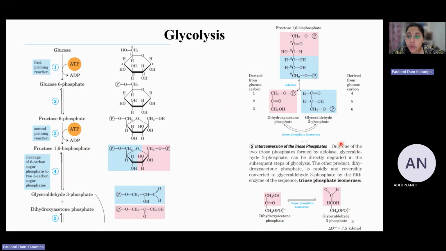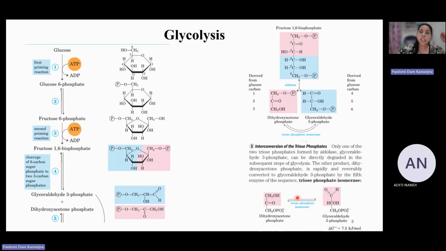Why is it? Because only one of the two triose phosphates formed by this enzyme can be directly degraded in the steps of glycolysis. And which one is that? Glyceraldehyde 3 phosphate. So what happens to the dihydroxyacetone phosphate? It basically gets converted to glyceraldehyde 3 phosphate by triose phosphate isomerase. Okay, and this happens again reversibly, yes, because they are interchanging in forms.